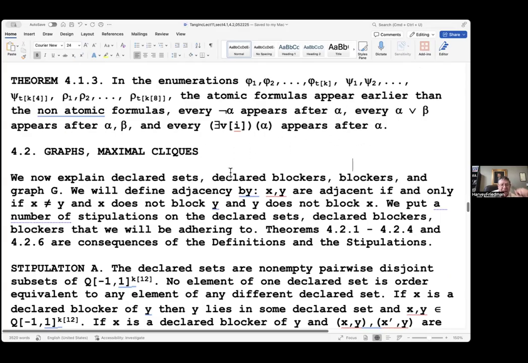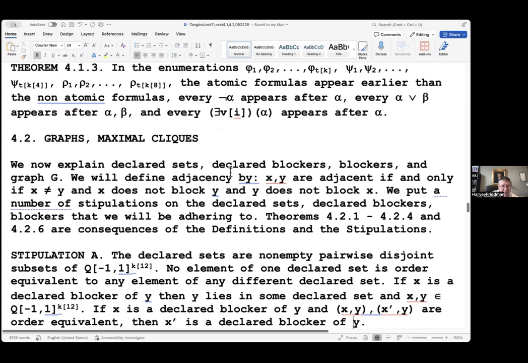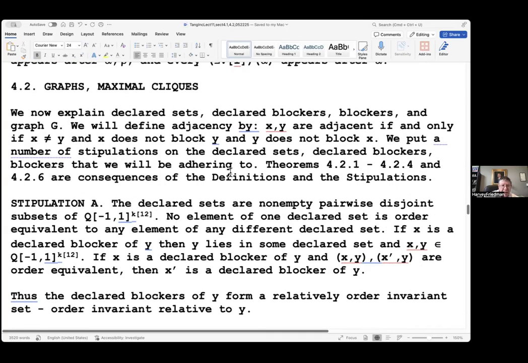Okay. Now, that's section 4.1. 4.2 is more interesting. And this is the framework for a presentation of the graph. We have declared sets, declared blockers, and the graph, G. We define adjacency by: X and Y are adjacent if and only if X and Y are distinct, and X does not block Y, and Y does not block X.